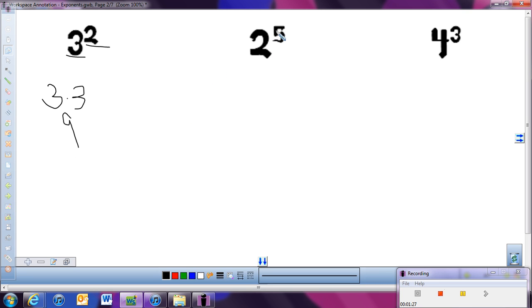Here's another one. We have 2 to the 5th power, so that means the base is 2. That's the number that I'm going to be multiplying, and I'm going to multiply it by itself 5 times. So I'm going to write out 5 2's. So now I can just multiply them all together. I have 2 times 2 is 4, 4 times 2 is 8, 8 times 2 is 16, 16 times 2 is 32. So 2 to the 5th power is 32.